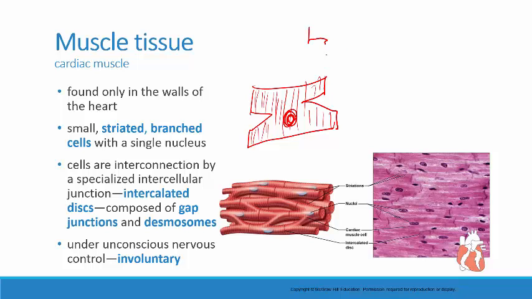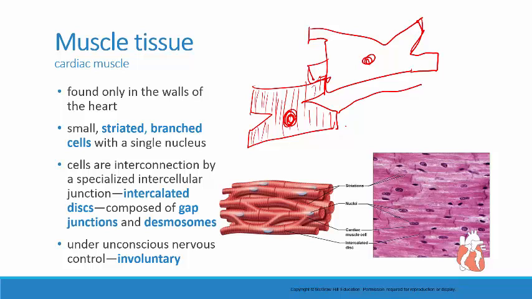And so these branches connect. Oop, that's not how, well, okay, we'll do it like this. You get the point. Okay, so I get sloppy. Let's try that again. The branches will interconnect so that if this muscle cell gets the signal to contract, it will contract, and that signal to contract can pass through these special intercellular connections that are referred to as intercalated discs.